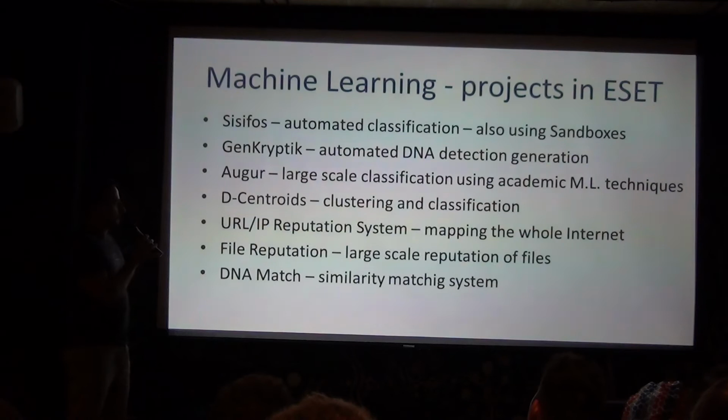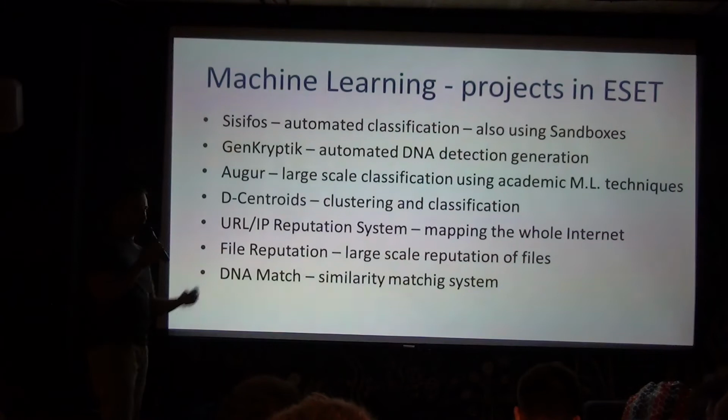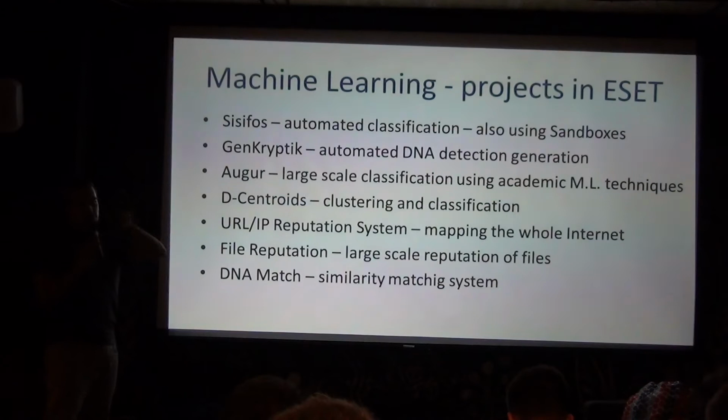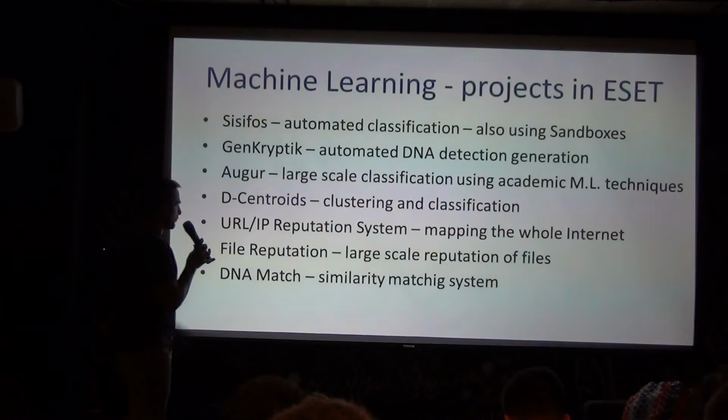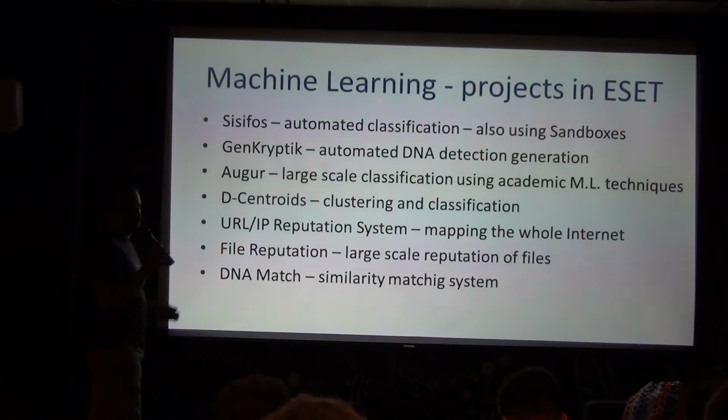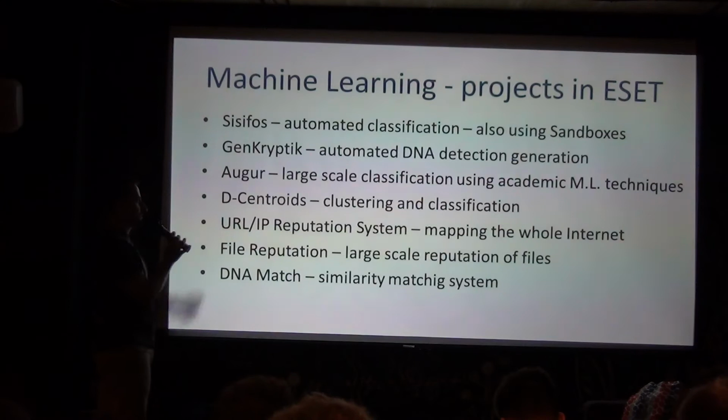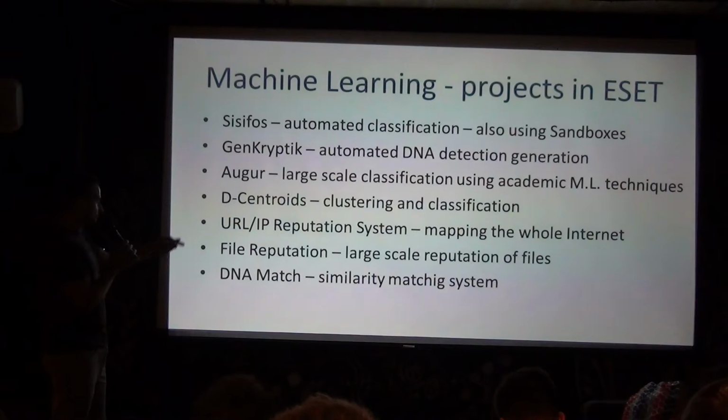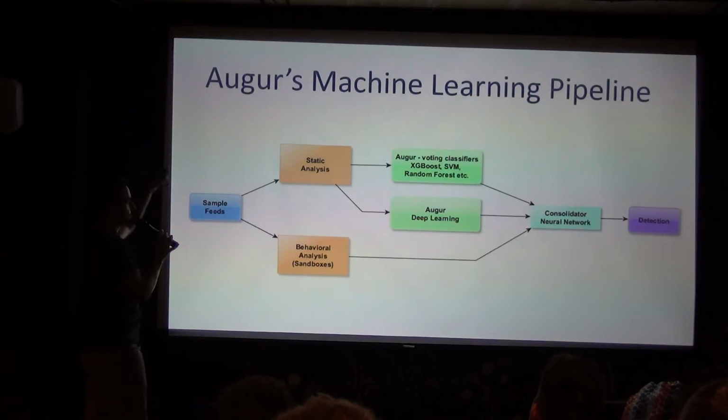When you have this vector of features, this system tries to select the best features to cover the sample and to really quickly update the model. We have a project called Augur, which is classification using standard machine learning academic techniques. We have clustering and classification. We have a URL and IP reputation system, which is about basically mapping the whole internet like Google is doing. We have a file reputation system, and we have something called DNA match for similarity matching. That's the pipeline we have in Augur.